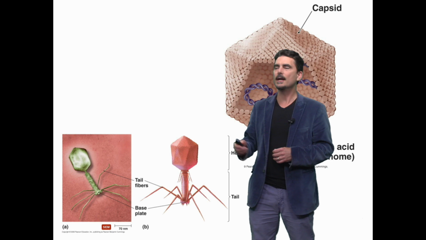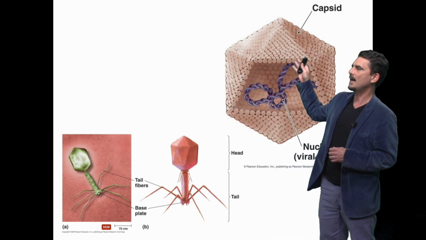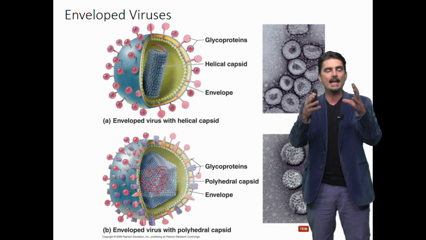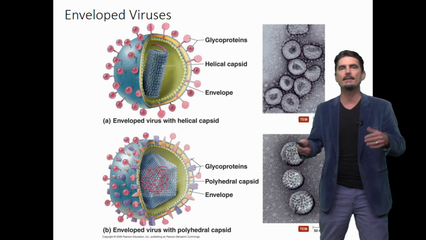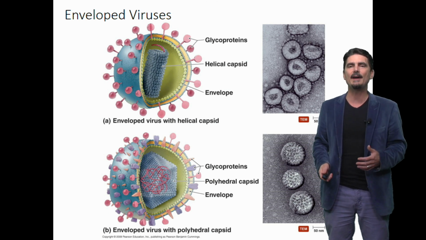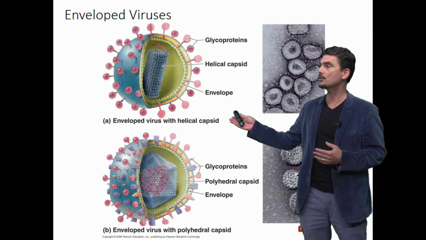In this case over here, what we've got is a naked virus, meaning that the genome is inside a protein capsid, and that's the outermost layer. Whereas in this particular example, we're looking at enveloped viruses. An enveloped virus has a membrane on the outside, as we can see in these two pictures.